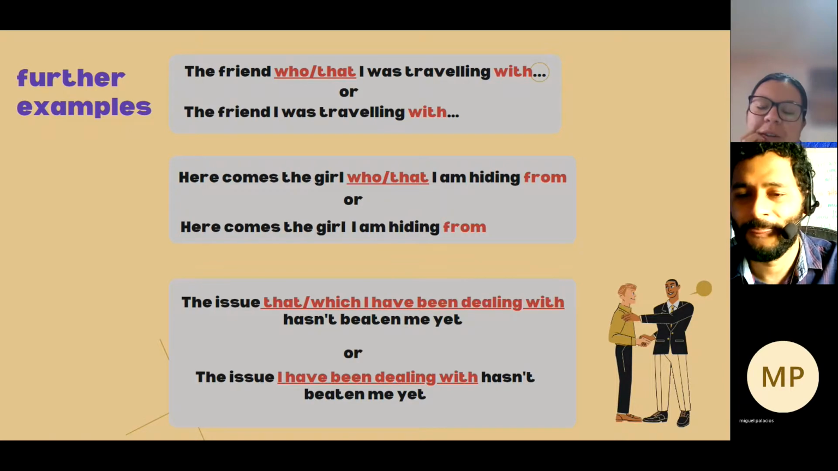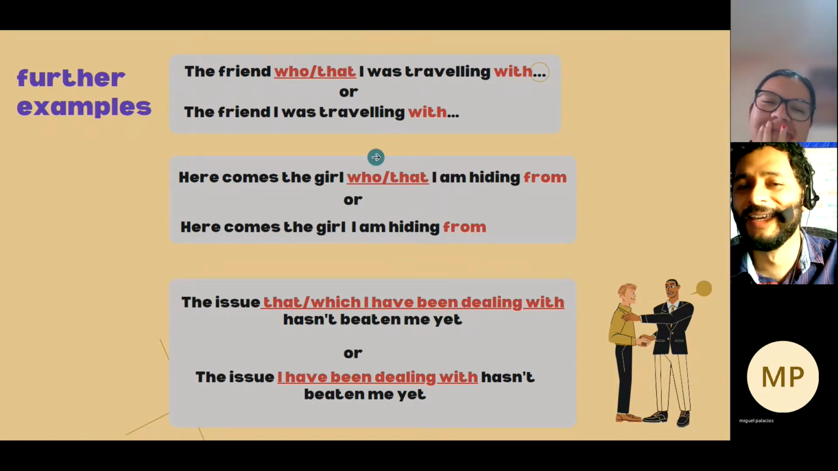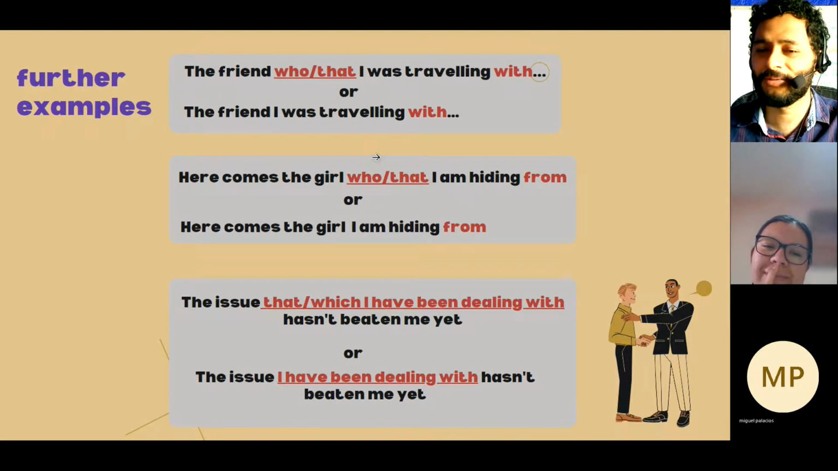Ya me confundí un poquito, pero sí entiendo. Sí, tiene su chiste. Tiene su chiste sobre las cláusulas.